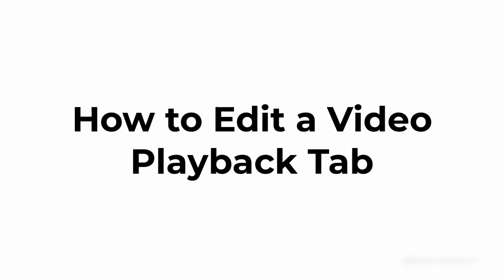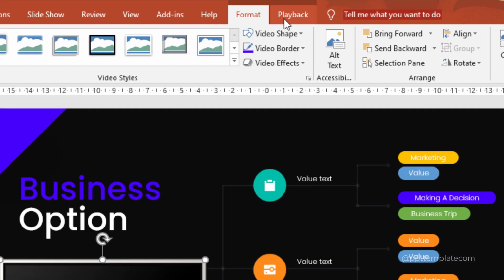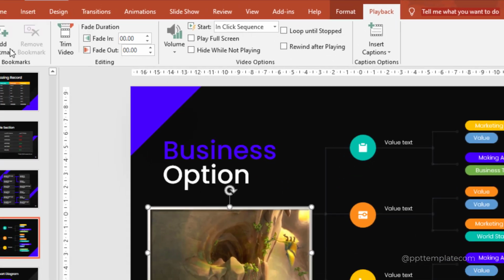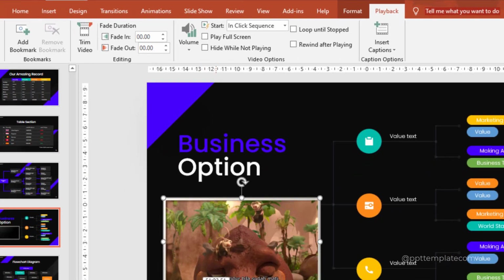How to edit a video. Playback tab. Select Videos and select Playback. You can add a bookmark, trim the video, insert a caption, set volume and other settings about the video.